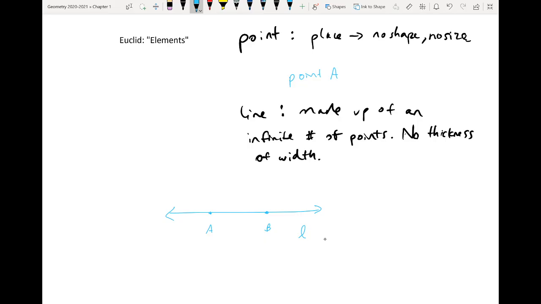And therefore, now I can actually name this thing a couple different things. For example, I can refer to this as line L. I could also call this line AB. Or also, it doesn't have to be in alphabetical order. It could be line BA. Line AB and line BA are the same thing.